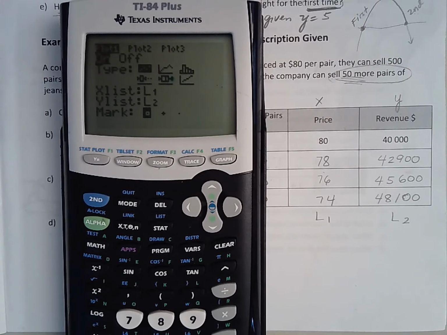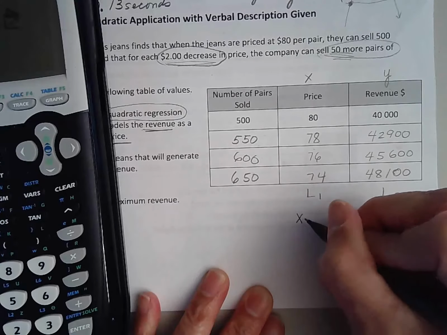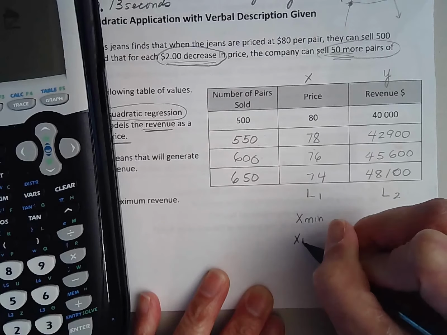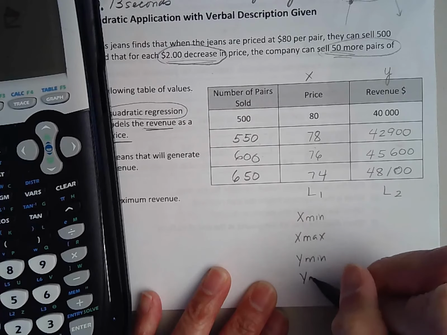So you turn on your stat plot. What's the next thing that you do when you have this? Change your window. Yeah, change your window. Okay. So we're gonna do this together. X min, X max, Y min, Y max.